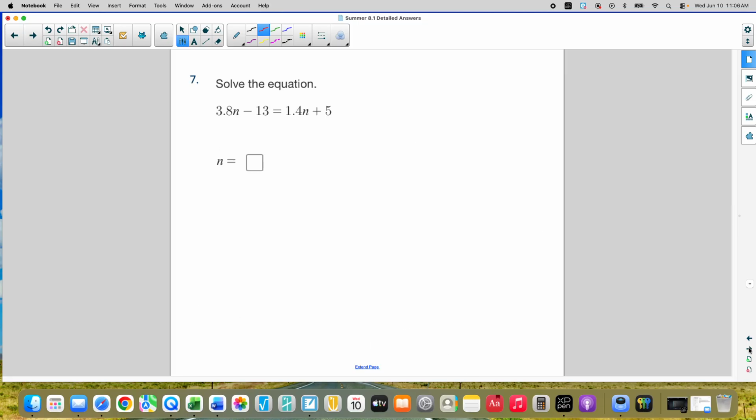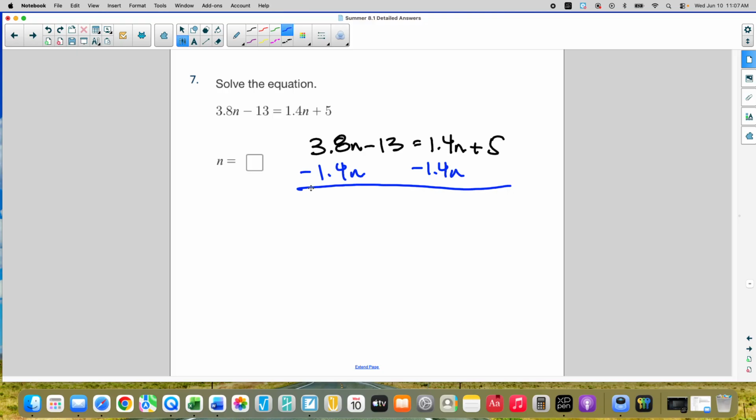Solve the equation. Again, we have variables on both sides of the equation. 3.8n minus 13 equals 1.4n plus 5. I'm going to tell you to always move the variables first. These cancel. You're left with 2.4n minus 13 equals 5. Now, this is a two-step equation. Once we isolated our variables on the same side of the equation, now we're going to add 13. We get 2.4n equals 18.